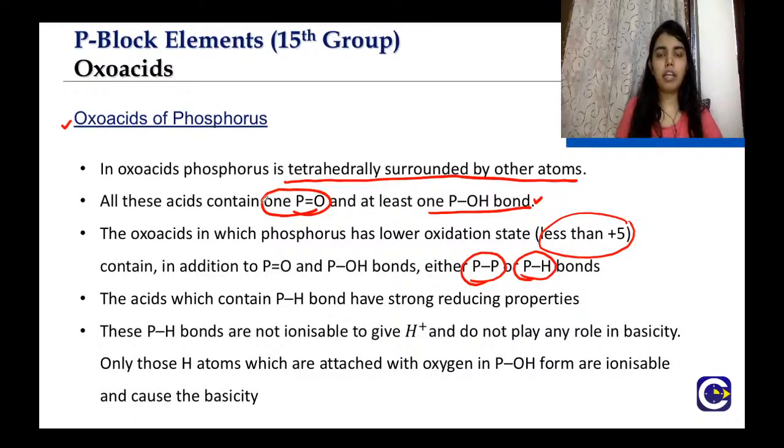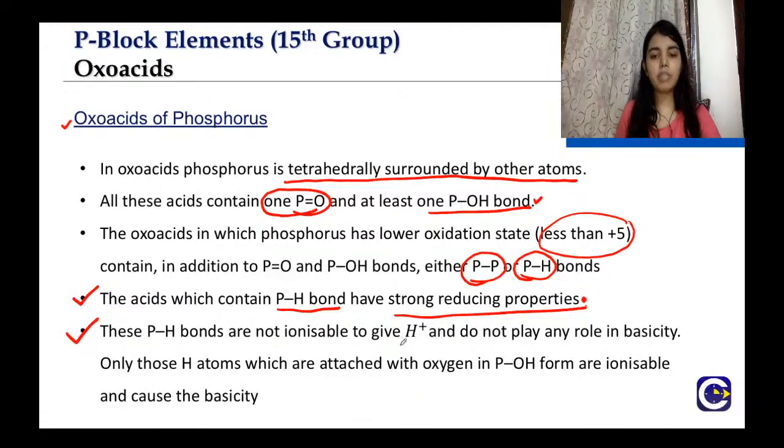We will do it in the next slides, that what is the structure of different oxo acids of phosphorus. Now this point is very important. The acids which contain P-H bonds have strong reducing properties. That means in the oxo acids of phosphorus, as the number of P-H bonds increases, for example 1, 2, 3, the reducing properties increase, right? Now see, these P-H bonds are not ionizable to give H+, and they do not play any role in basicity. This is very important, right?